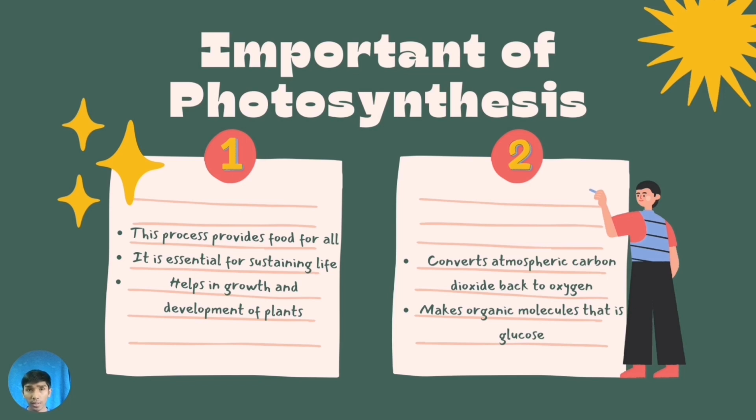The importance of photosynthesis are: firstly, this process provides food for all living organisms, whether animals or human. It is essential for sustaining life. Next, it helps in the growth and development of plants. After that, photosynthesis converts atmospheric carbon dioxide back to oxygen. And lastly, photosynthesis makes organic molecules, that is glucose, out of inorganic molecules.